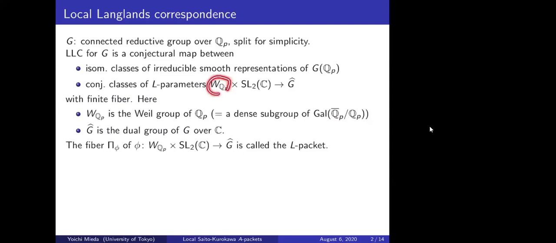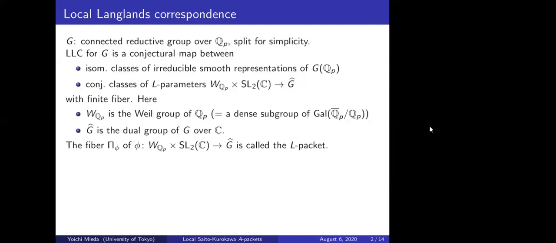Here, this W_{Q_p} is the Weil group of Q_p, which is a slight modification of the absolute Galois group. It is a locally compact group, which is dense in the absolute Galois group. This G hat is the so-called dual group, or rather, Langlands dual group of G over C. So if we drop the assumption of splitness, then this G hat changes to the so-called L-group. But here I am assuming that the group is split, so this dual group is enough.